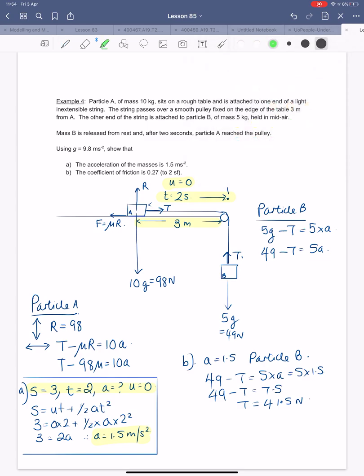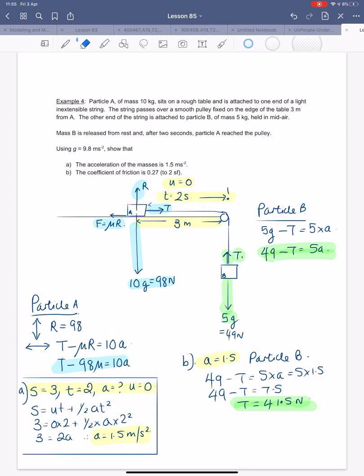I'll colour this in. That one's come from that there, and it's this force and this force. 49 minus T, and then the acceleration, which was the yellow one from before, matches with that one. Then we substitute into the particle A equation, which is this one here. For that one I've used that force, that one, and that one, all those blue ones.